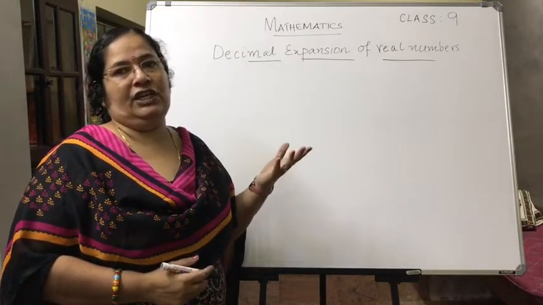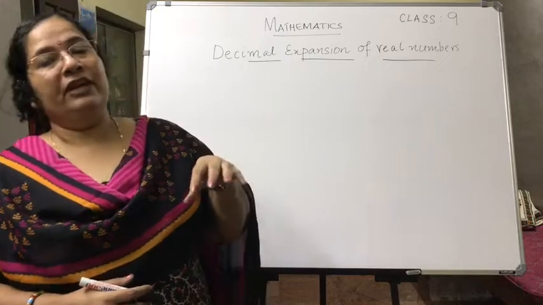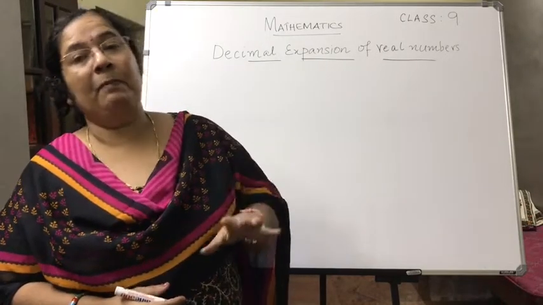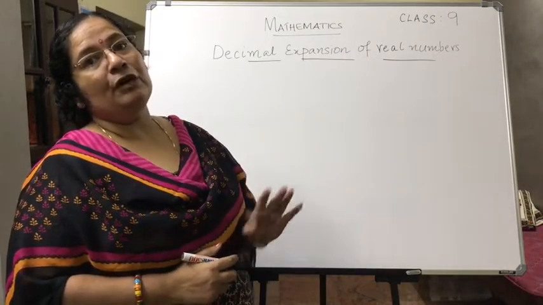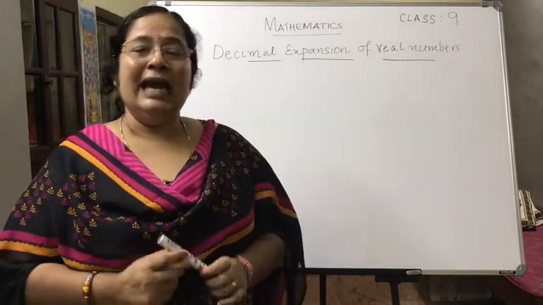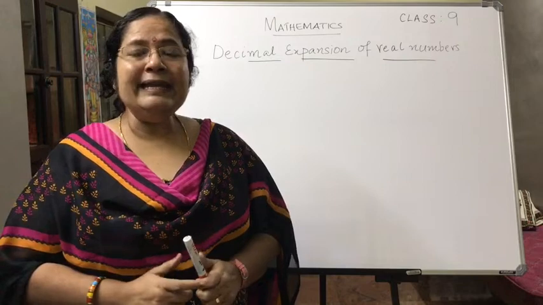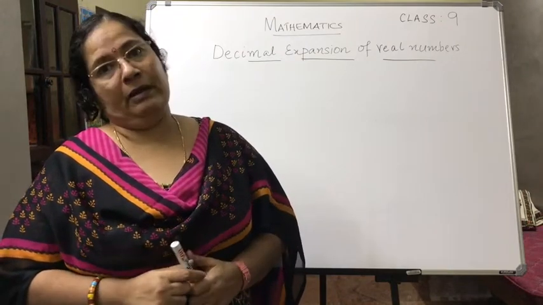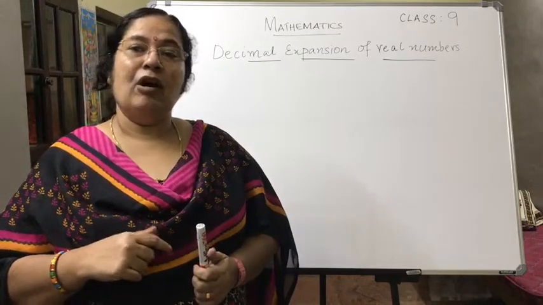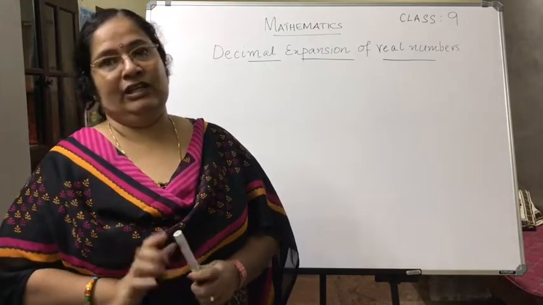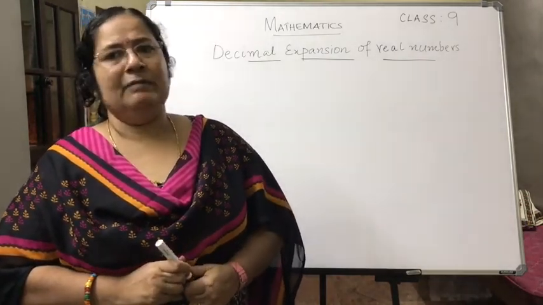Decimal expansion. We are going to concentrate on the decimal part of a given number. The decimal expansion of a real number helps us to identify the type of number, whether it is a rational number or whether it is an irrational number. Now 2-3 examples I'll give you.